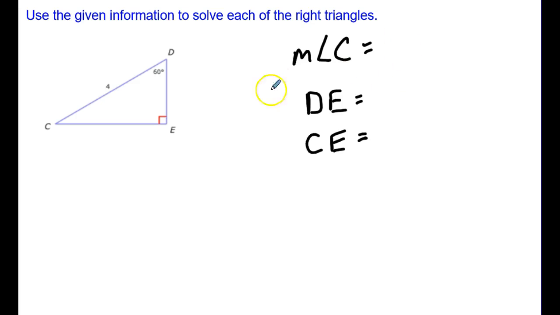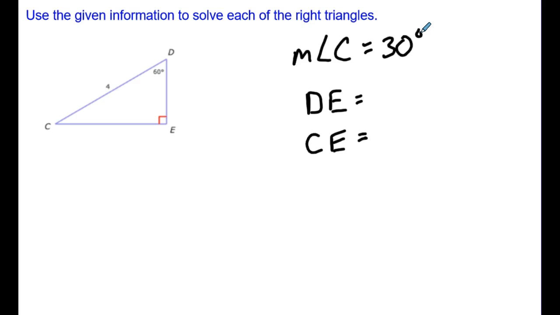Since this is a right triangle, we know this is 90 degrees and 60 degrees, and all three angles added together must be 180. So 180 minus 90 is 90. 90 minus 60 is 30 degrees. Since we knew what one of the acute angles was to start, it's really easy to find the other acute angle. Now we're going to use the idea of SOHCAHTOA to find some of the missing side lengths.